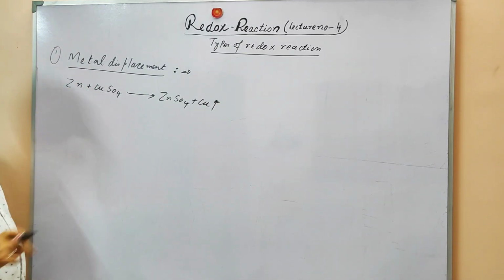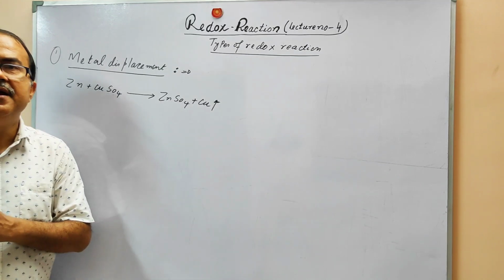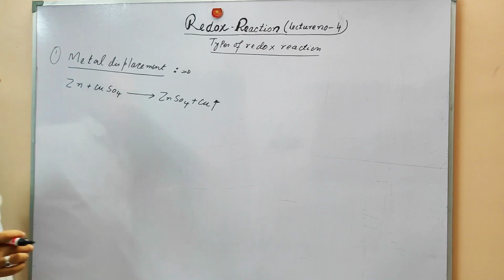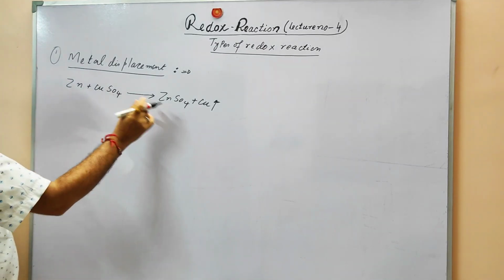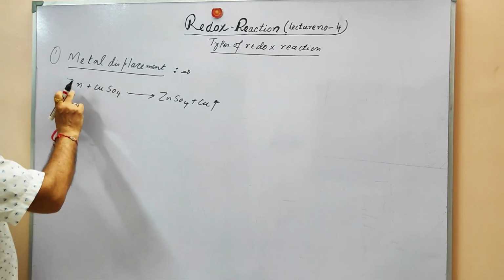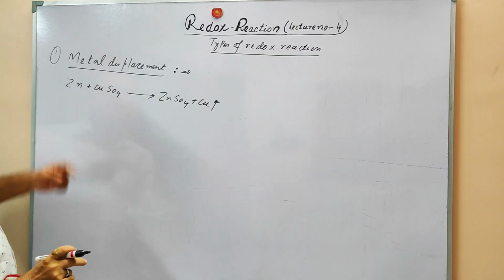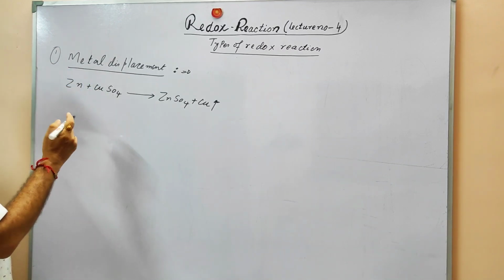The reducing agent is zinc. Zinc has the ability to liberate electrons more easily than copper, and that is why you see this type of reaction. And this copper is replaced by the zinc. That is why it is called a metal displacement reaction.